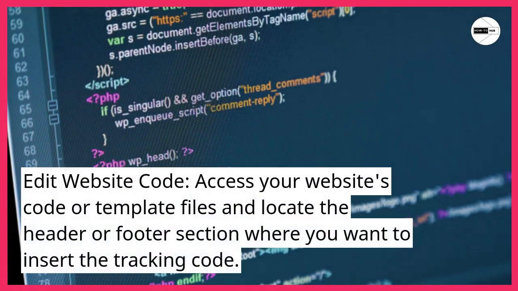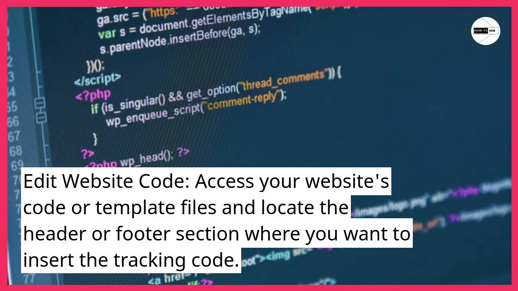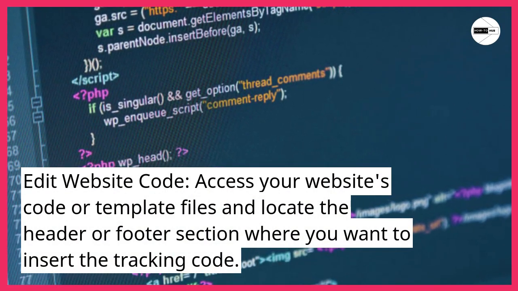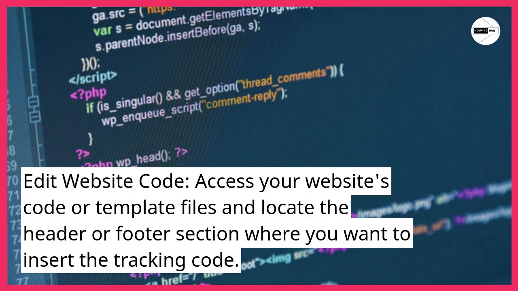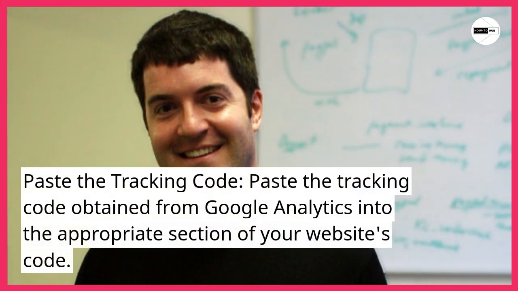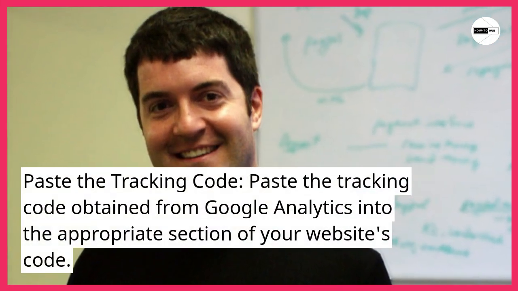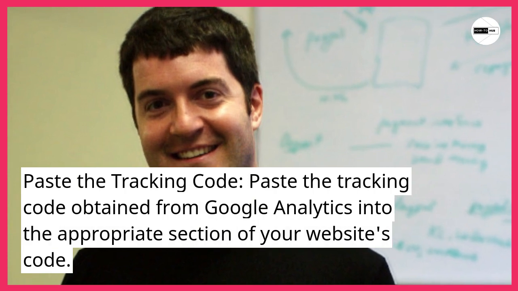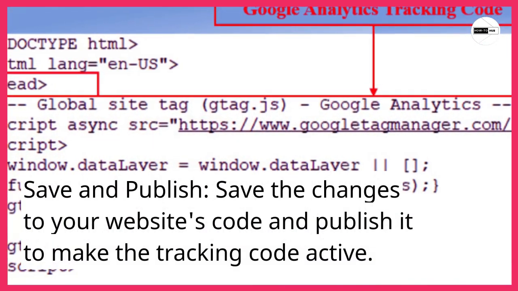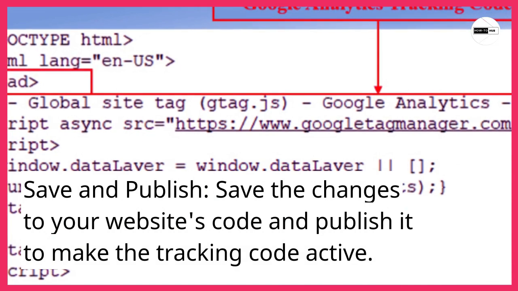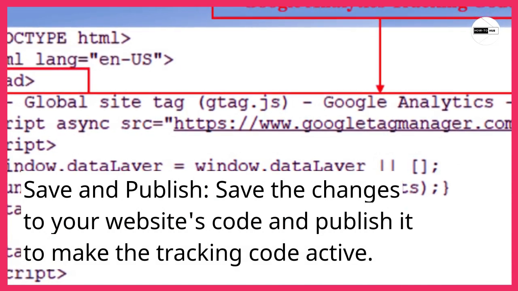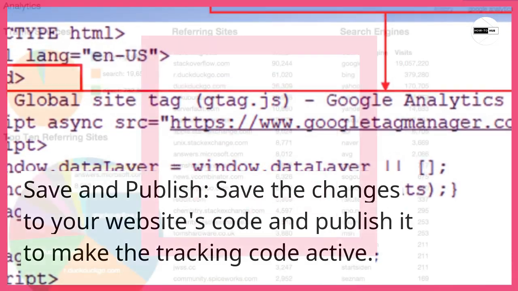Edit website code. Access your website's code or template files and locate the header or footer section where you want to insert the tracking code. Paste the tracking code. Paste the tracking code obtained from Google Analytics into the appropriate section of your website's code. Save and publish. Save the changes to your website's code and publish it to make the tracking code active.